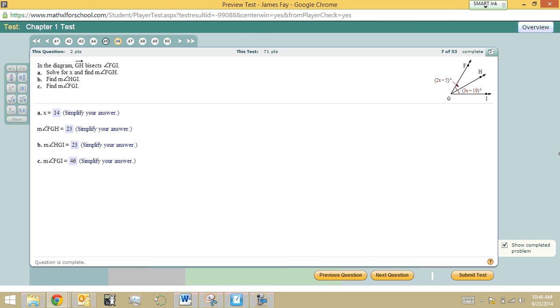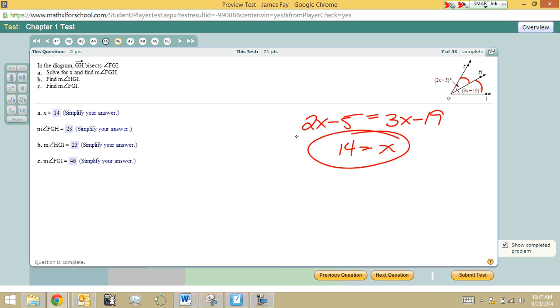Here they're telling you that GH is an angle bisector. Well, angle bisectors take an angle and cut it into two congruent parts. So this angle here and this angle here have to be equal. So 2x minus 5 is equal to 3x minus 19. Add 19 to both sides, you get 14. Subtract 2x from both sides, you get x. X is 14. Plug back in 14 to that x and to that x, and you'll be able to find that FGH is 23, HGI is 23, and then the total angle FGI is 46.